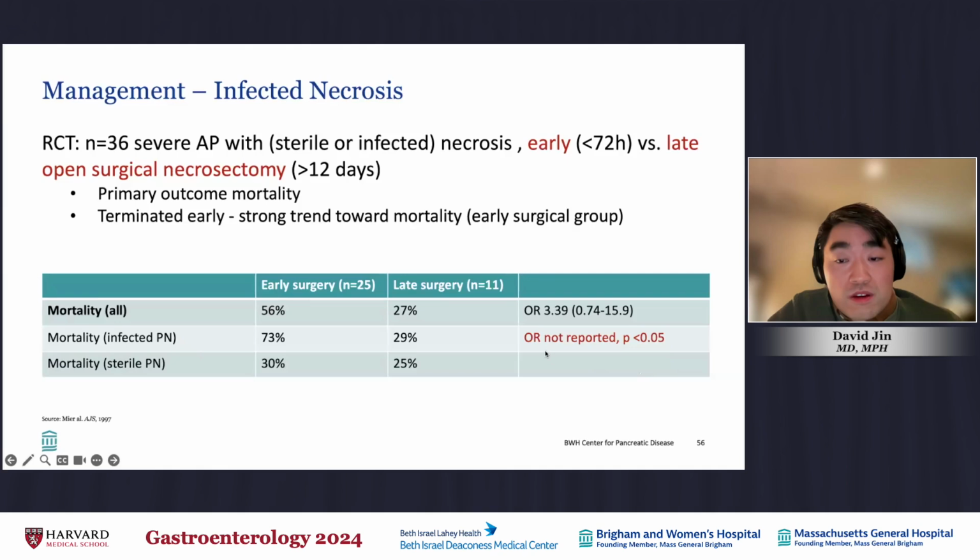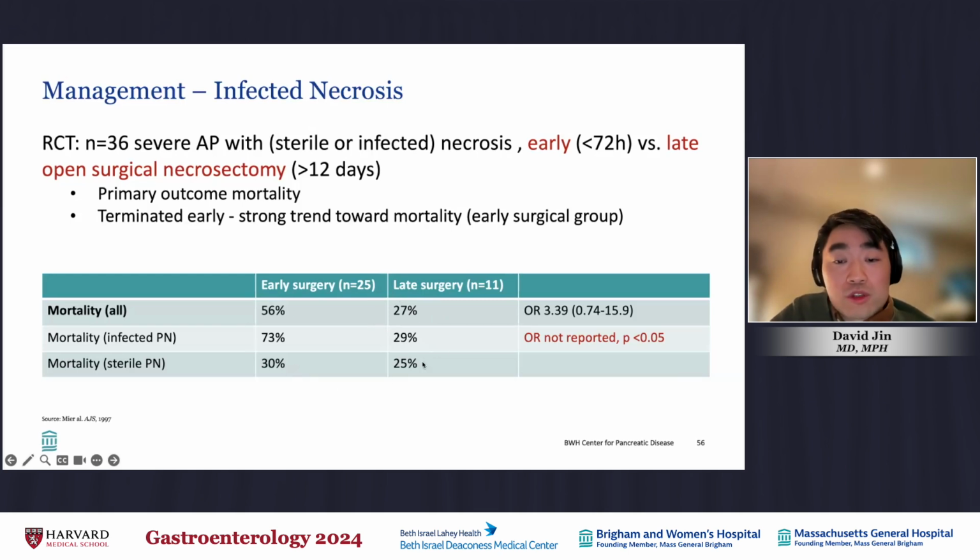So this is actually one of the first RCTs I found related to the management of infected necrosis. This study randomized patients into early laparotomy, early open surgery, versus delayed surgery: early within the first 72 hours versus delayed after 12 days. And you'll see significantly improved mortality in the late surgical cohort.